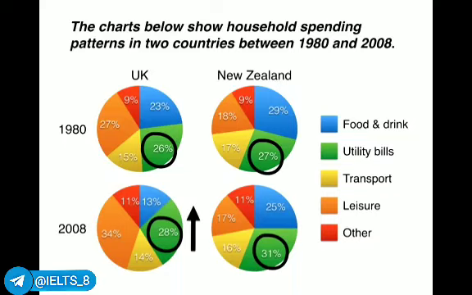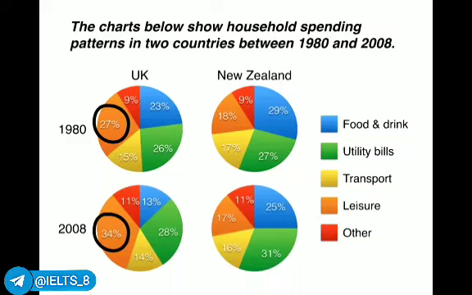Notice I'm looking for very general things, and I'm looking at both countries together. Are there any big similarities or big differences? I've pointed out 2 similarities between the countries. Now I'm going to look at 1 big difference. I think the biggest difference is the leisure category. Much higher figures for the UK in both years. So 2 similarities and 1 big difference is what I've found. Let's see how I wrote that in my overview.